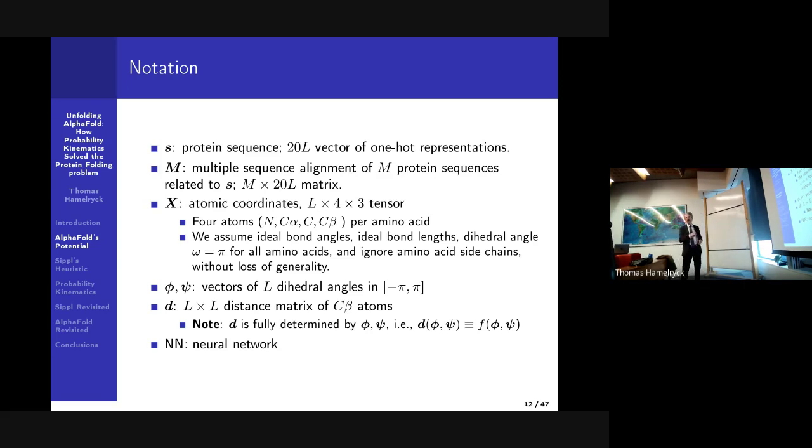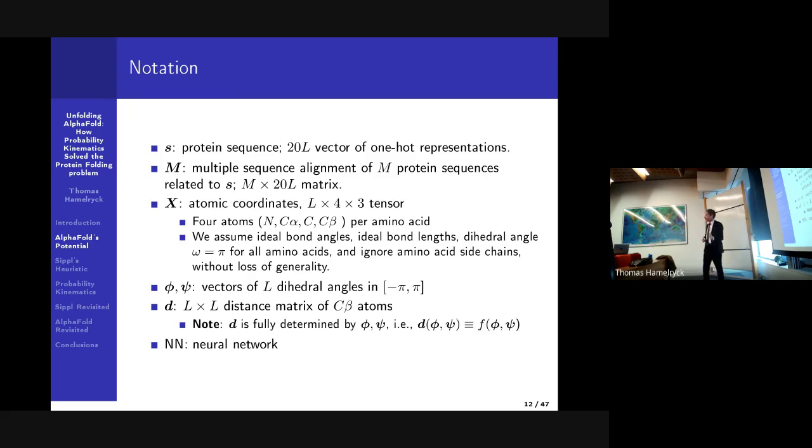We have our multiple sequence alignments. These are sequences of related proteins. You get this from database searches. This is an M times 20 by L matrix. X are our atomic coordinates. This is a tensor: L, the length of the protein in amino acids, 4, the number of atoms we want to predict per amino acid, and then, of course, the 3-dimensional coordinates. The 4 atoms are N, C alpha, C, and C beta. We neglect a couple of other atoms, but basically, if you get these right, you can infer the positions of the other ones.